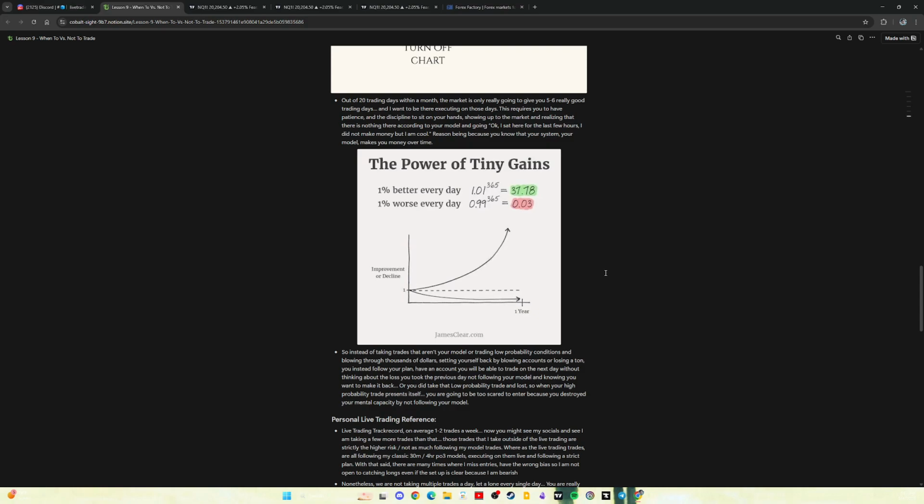And of course, we want to be there. We want to be there executing on those days. We actually want to be taking trades on those days. And this requires you to have a lot of patience and the discipline to just sit on your hands doing nothing.